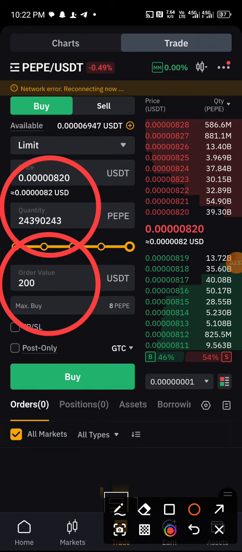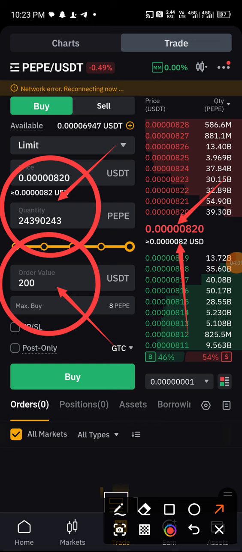It's going to give you an equivalent of PEPE coin of 24,390,243. You can see this. You're getting this, an equivalent of 200 USDT, at the current market price. This is the current market price. You can see here.